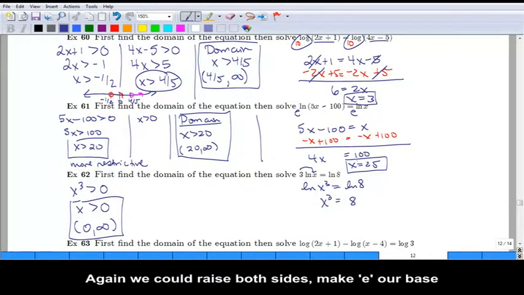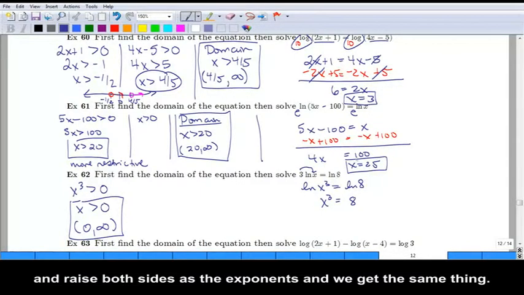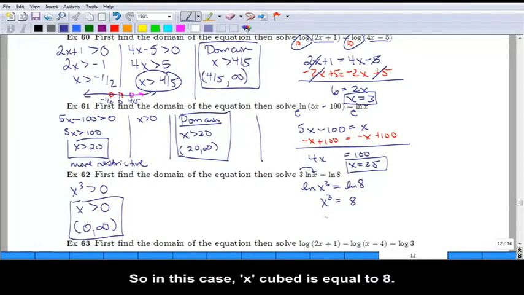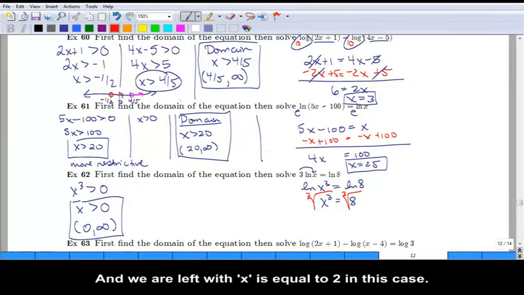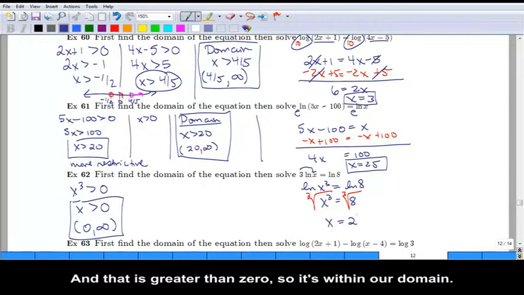Again, we could make e our base and raise both sides as the exponents. We would get the same thing. So in this case, x cubed is equal to 8. We can take the cube root of both sides to find our real root, and we are left with x is equal to 2 in this case. And that is greater than 0, so it fits within our domain.